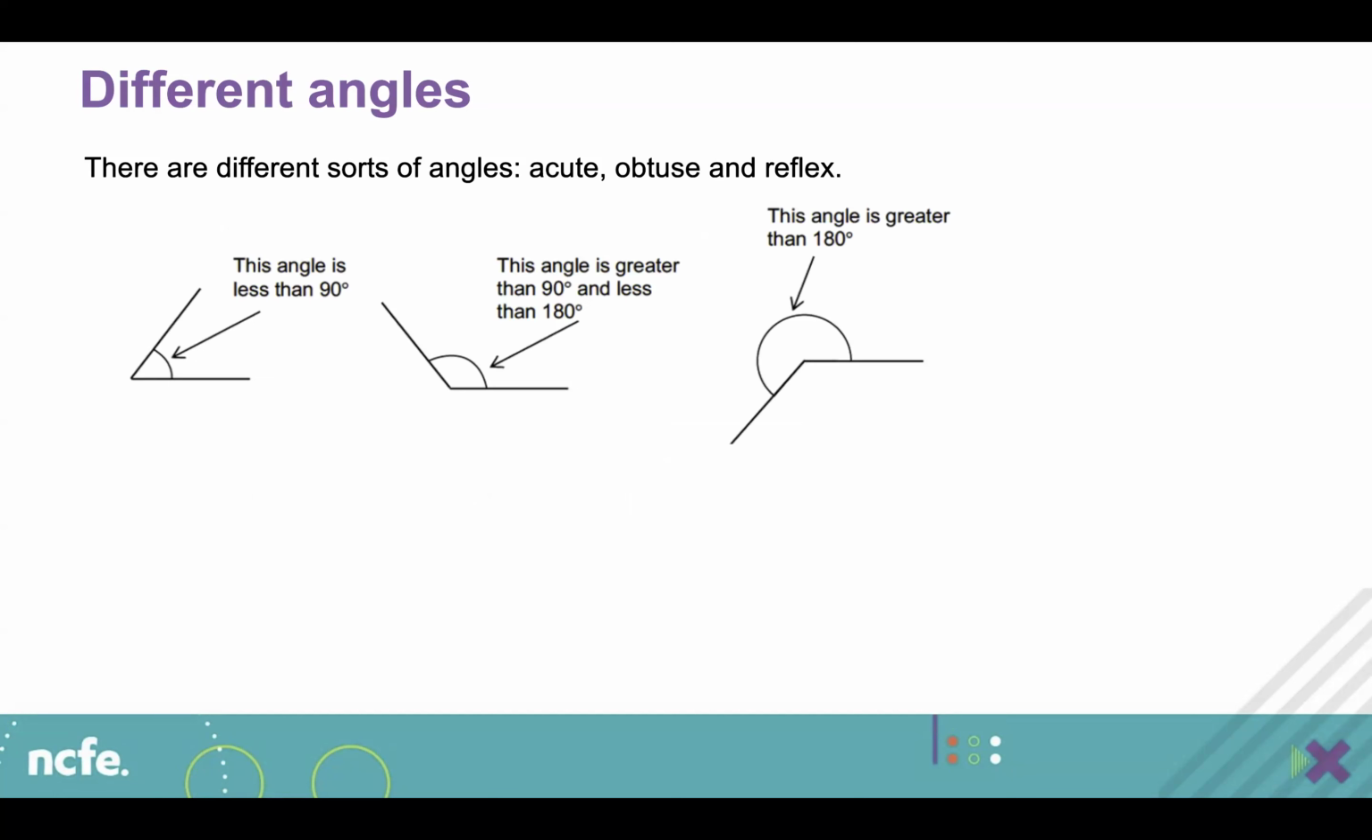There are different sorts of angle: acute, obtuse, and reflex. An acute angle is less than 90 degrees. An obtuse angle is greater than 90 and less than 180 degrees. And a reflex angle is greater than 180 degrees.